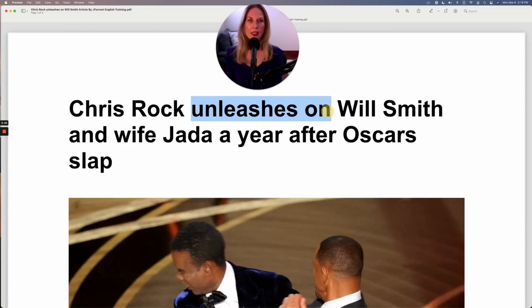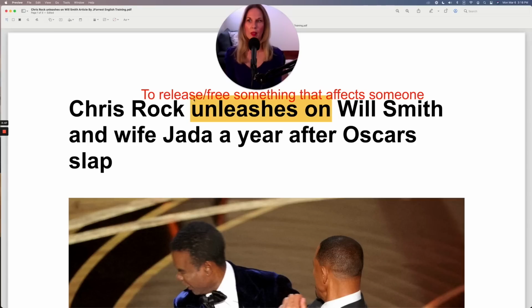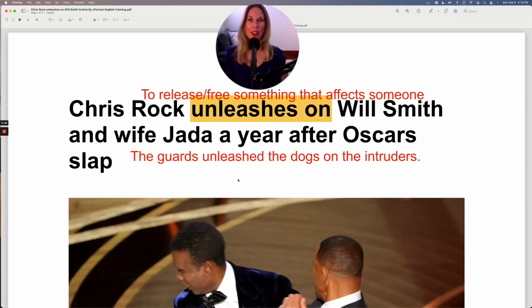Chris Rock unleashes on. This is when you release or free something that affects someone. It's best to understand it in a very simple example sentence. The guards unleashed the dogs on the intruders. So the dogs are in a cage or in a fenced area, and they unleash the dogs. So they open the door and they release the dogs, they free the dogs, and the dogs will affect the intruders by chasing them, potentially biting them even. So really it's that negatively affects someone.